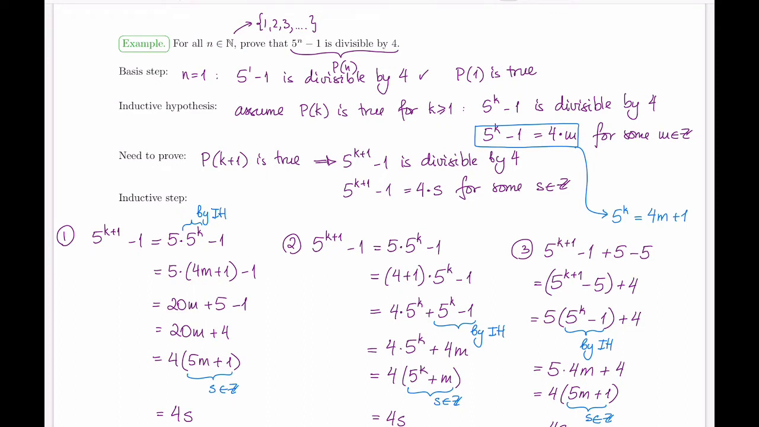Whichever way you prefer to go, whether you prefer to separate the 5 out first and then apply the inductive hypothesis after massaging it a little bit, or you prefer to factor out 5 first and then split that 5 apart, or you prefer to do some massaging of the entire expression to begin with, your final answer should be 4 times another integer. If that is the case, which is exactly what we set out to prove, then by the principle of mathematical induction, we have proven that our statement holds for all natural numbers n.